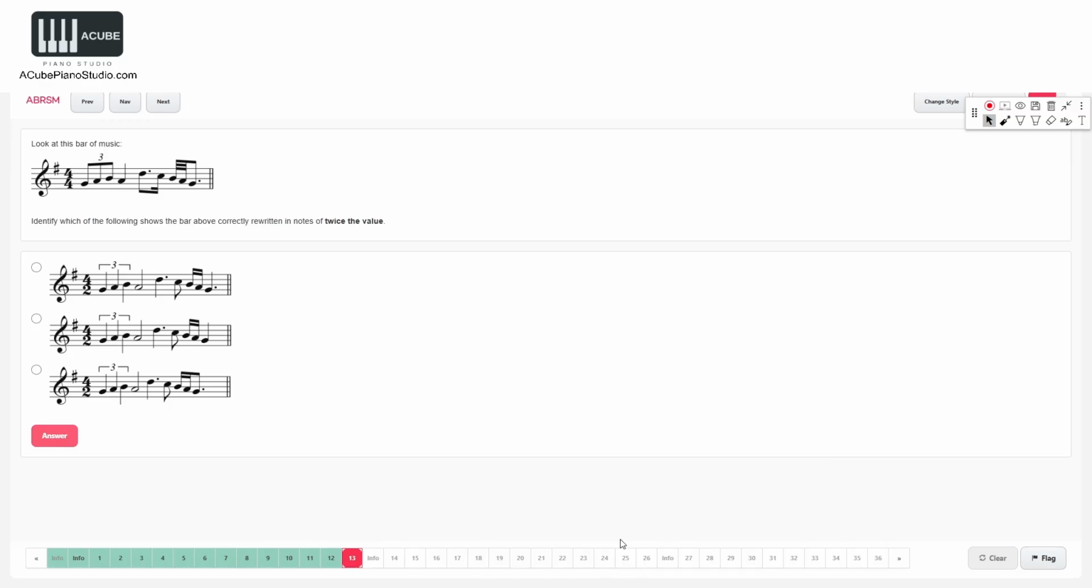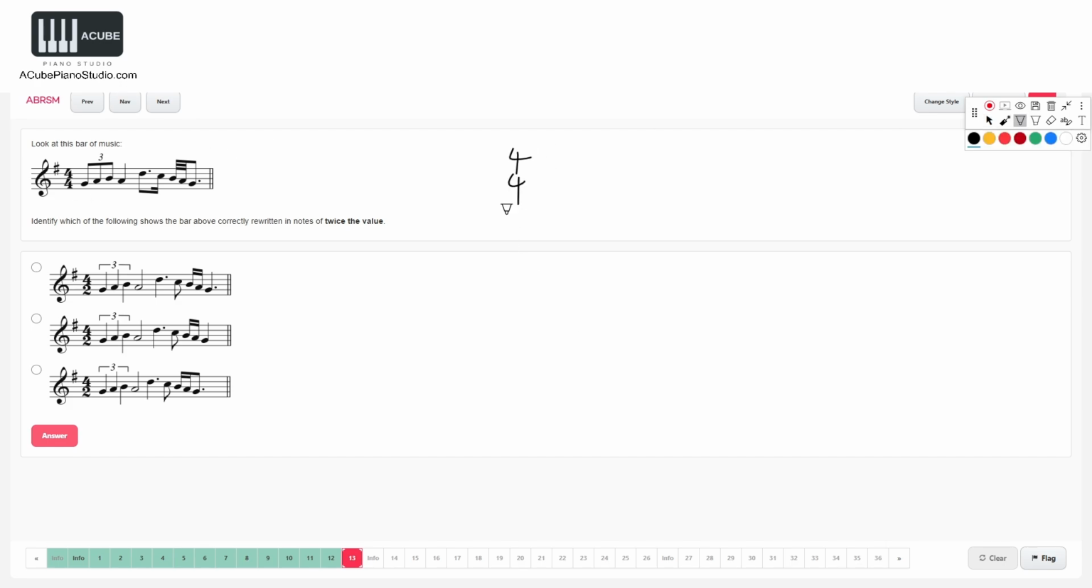Look at the music. Identify which of the following shows the bar above correctly written in notes of twice the value. Okay, so we need to write notes twice its value, right? So first thing you need to do, you need to change the time signature. But for this example here, all the time signatures are the same, so straight away you don't need to check the time signature. It will be 4 to time.